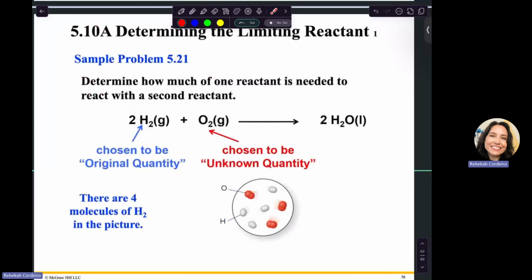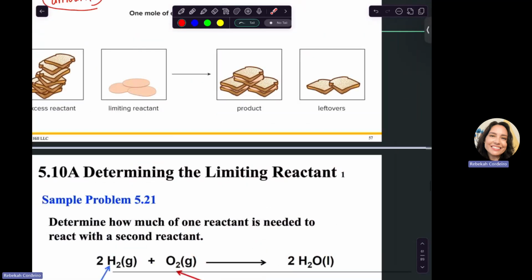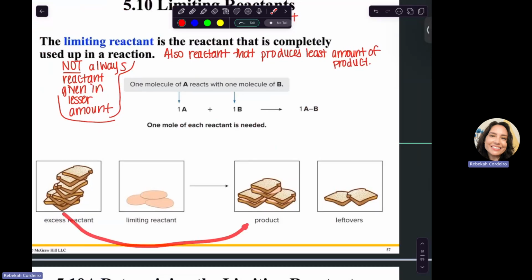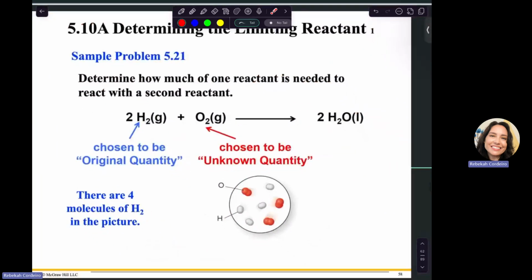So we can figure out the limiting reactant that way, where we look at how much product we make from each, and then which one gives us the least amount of product, or which one has leftovers. Or we can compare one reactant to the other. So we can say, how much O2 do we need to react with all of the H2? And then we can figure out which one would be limiting.